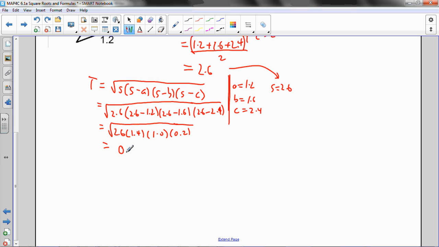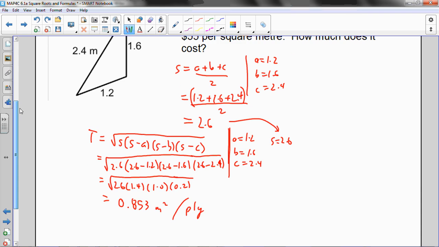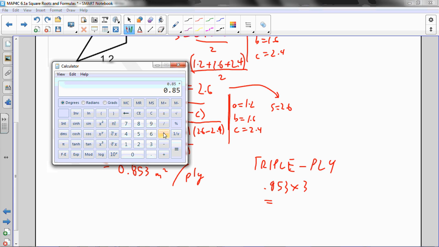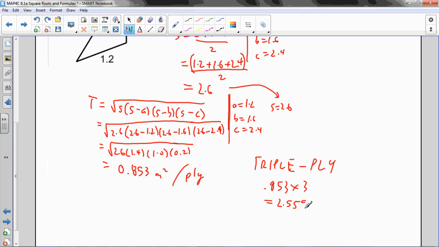I get about 0.853 meters squared. This is per ply, right? So each sail is going to take up that much material, but it says I want triple ply. So triple ply, I'm going to take 0.853 and multiply by 3. I do that in my calculator. 0.853 times 3, and that's 2.559 meters squared in total.